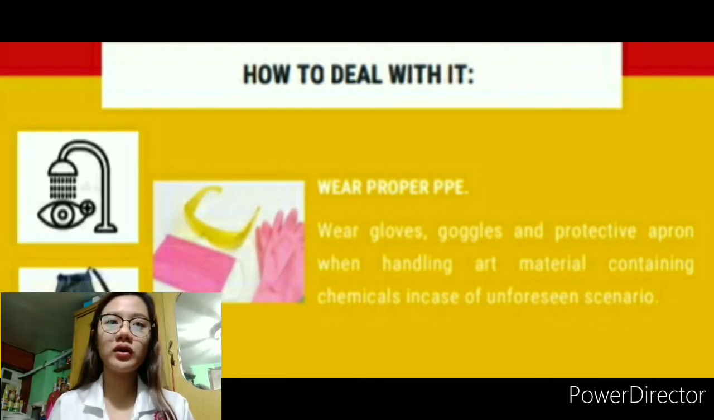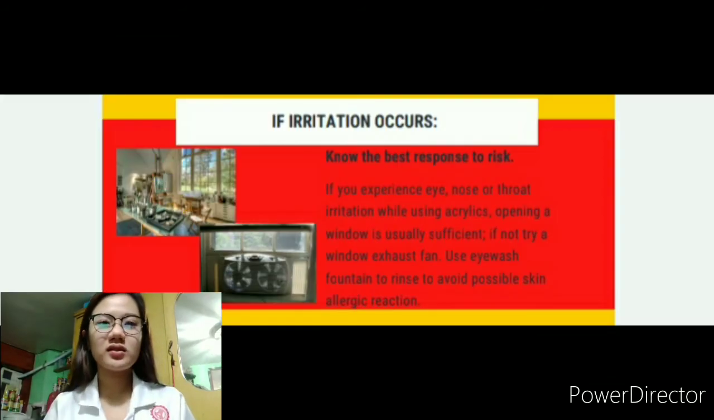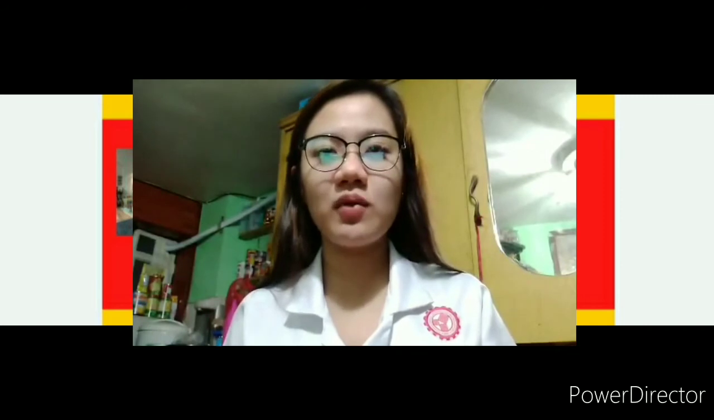First is to wear proper PPE. Wear gloves, goggles, and a protective apron when handling art materials containing chemicals, in case of an unforeseen scenario. Since some ingredients of art materials can lead you to experience eye, nose, or throat irritation, opening a window is usually sufficient, and if not, try a window exhaust fan because it helps to manage lab emissions, potential exposures, and chemical and biological dangers. And in case of an allergic reaction, immediately use the eye wash fountain to rinse and to avoid possible skin infection.